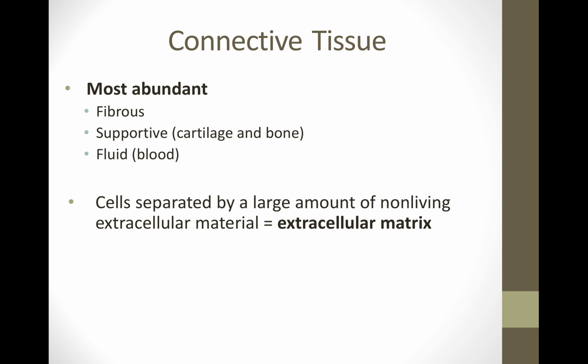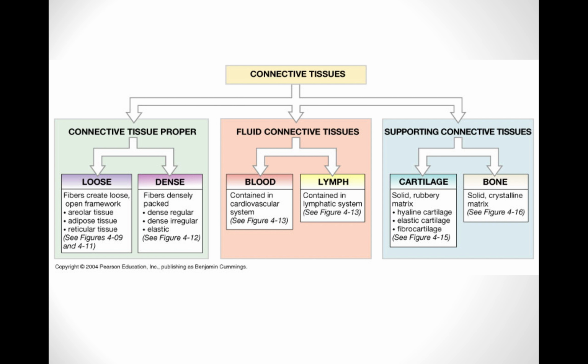Now, there is a large space that separates the cells within the connective tissue, and that space is referred to as the extracellular matrix. Extra implies outside, cellular as in outside the cell. Matrix basically means the background.